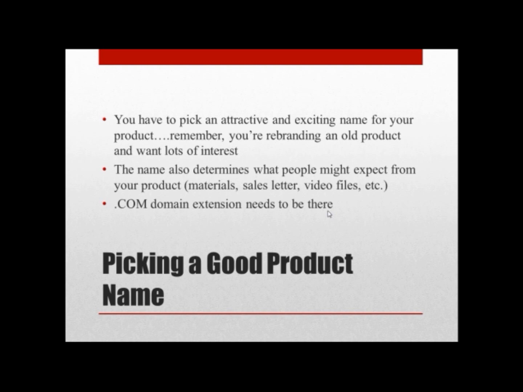The name that you choose also determines what people are going to expect from your product. For example, they might be looking for materials, a sales letter, a video file. They might be looking for a top to bottom video tutorial, or they might just be looking at some sales letters, graphics, and an ebook. Whatever the name that you do select for your product, the .com domain extension needs to be available.